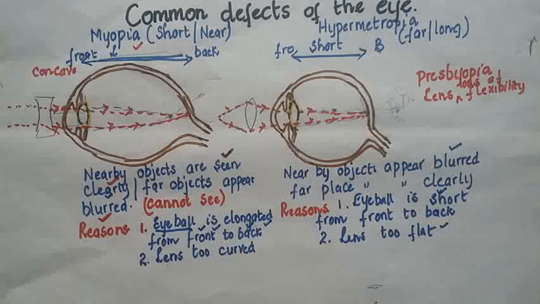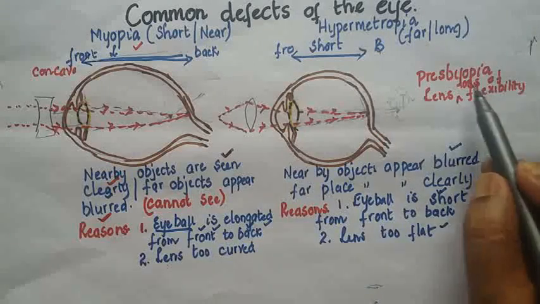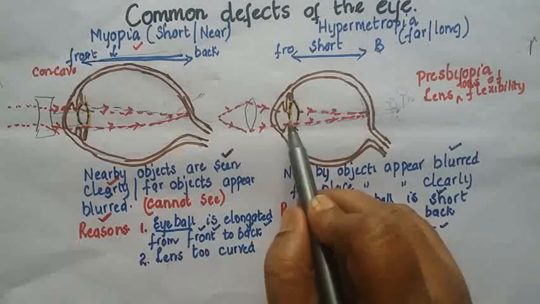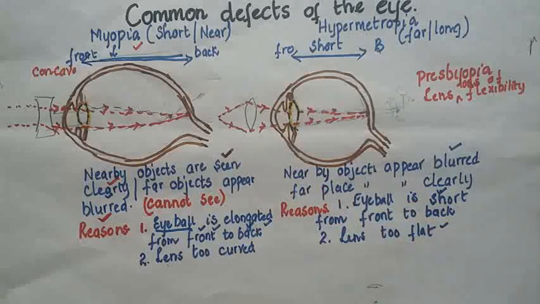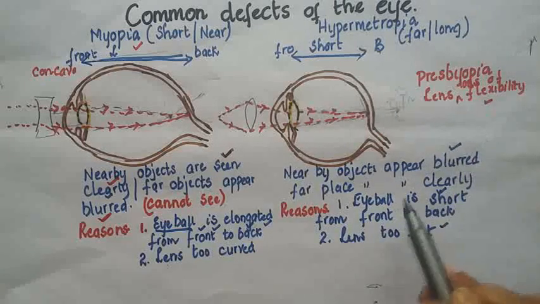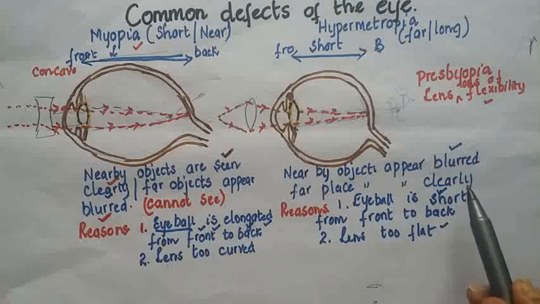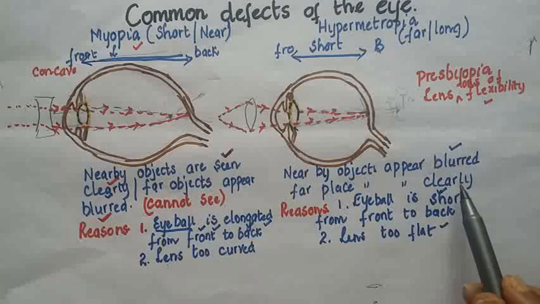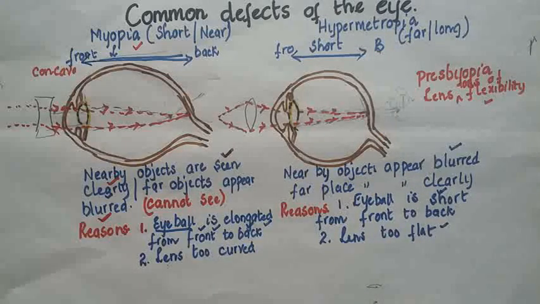Because of the age, the metabolism would have come down. So there is a loss of flexibility of this lens. So it means the lens is not becoming too curved or too flat depending on the distance of the object. Since the lens has lost its flexibility, again he starts suffering from a condition similar to hypermetropia, in which he can view the objects placed far away clearly, but the nearby objects appear blurred.